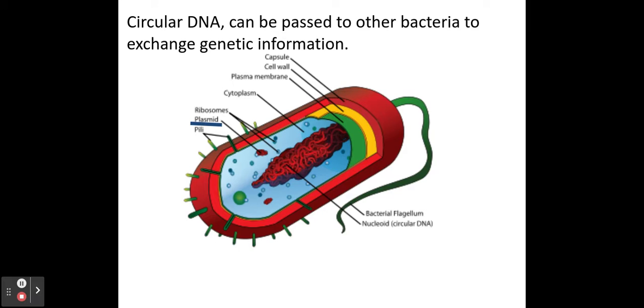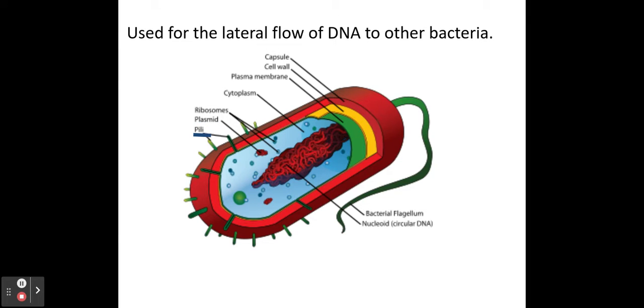And these circular pieces of DNA can be passed on to other bacteria to exchange genetic information, such as antibiotic resistance. So if this particular cell here on this picture had the genetic information which coded for antibiotic resistance, this particular organism could pass that information through a plasmid, through the pili to other surrounding bacteria. And again, not all bacteria have the pili either.